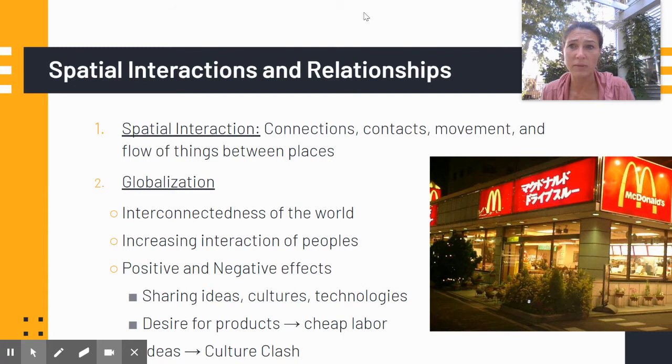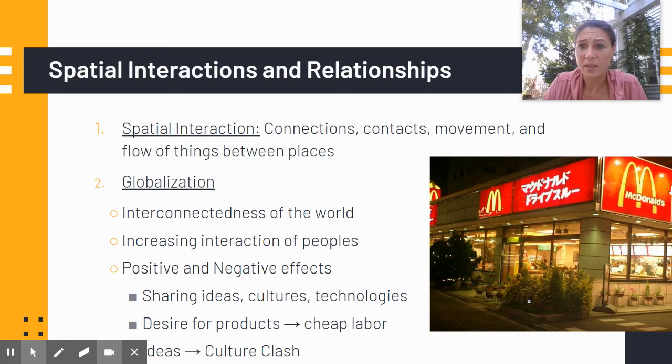Of course, there are positive and negative effects regarding globalization. Sharing ideas, experiencing other cultures, and sharing technologies that bring us closer together is a good thing. Globalization has led to cheaper products because we outsource. We'll talk a lot about this when we get to development, but it also leads to some culture clashes.